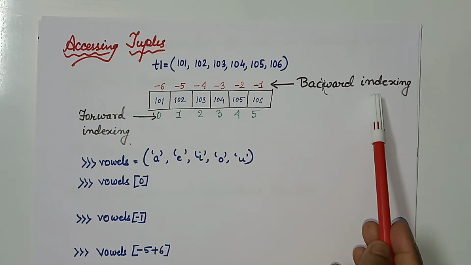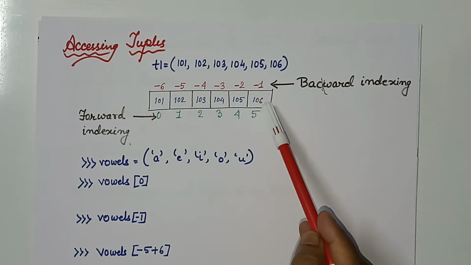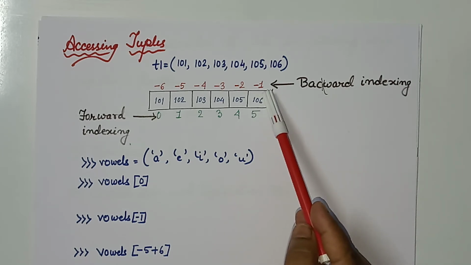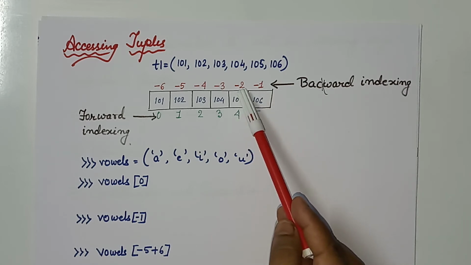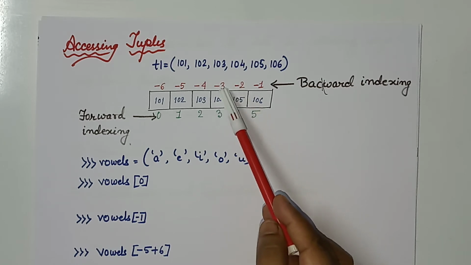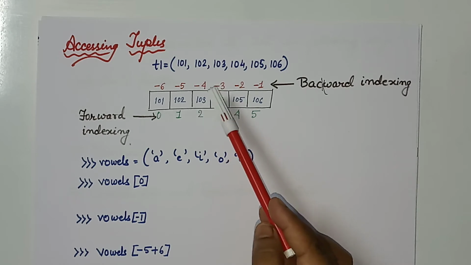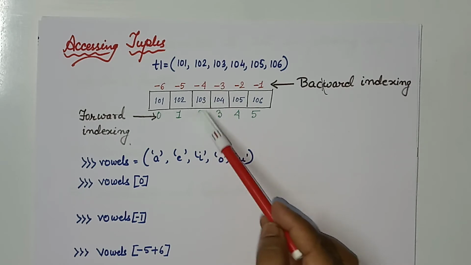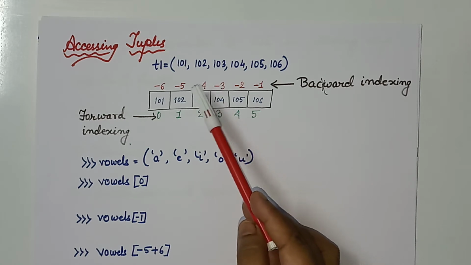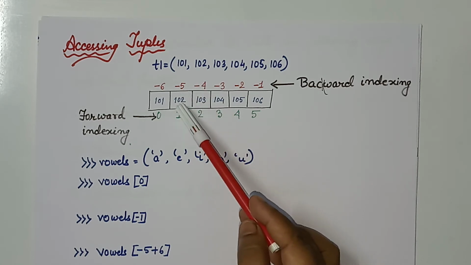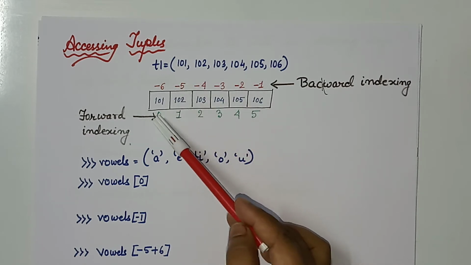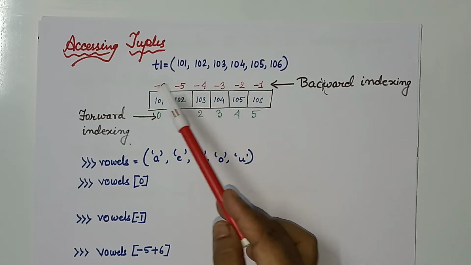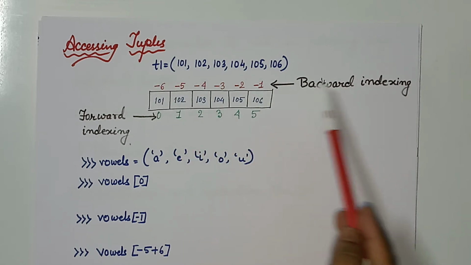Let's talk about backward indexing. Here the last element is indexed as minus 1. Likewise, 105, which is the second to last element, has index minus 2. The third from last element will have minus 3, and the one at index 2 according to the positive index is minus 4. The element at index 1 according to the negative index will be minus 5, and the 0th index element will be minus 6. So this is backward indexing.